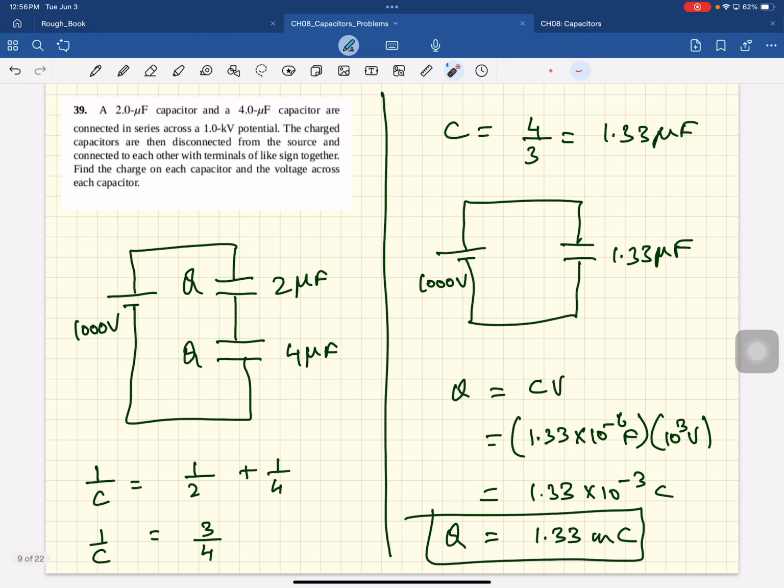So when they're in series, if they were equal, then the voltages would be the same. Okay. Right now the voltages on these things are not the same. The charges are the same. The voltages add up to this 1000 volts. Okay. All right.